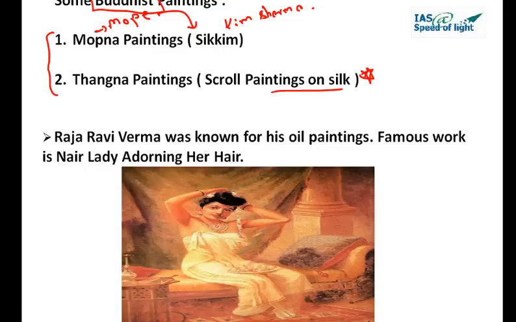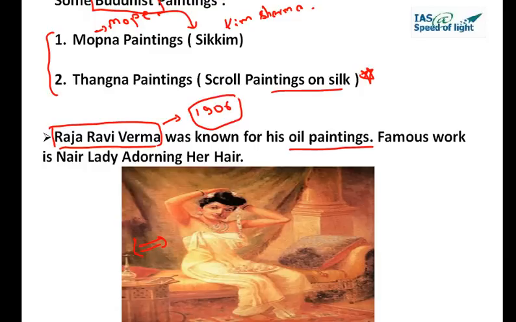One again very important name which you have to remember is Raja Ravi Varma. He was known for his oil paintings, and a famous work is Nair lady adorning her hair. So this is the famous oil painting of Raja Ravi Varma, Nair lady adorning her hair. He is not alive anymore. He died in 1906, Raja Ravi Varma, but was a very famous, very beautiful oil painter.